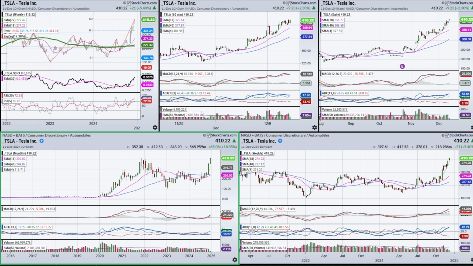Now, again, we need a pullback on the weekly. It's run too far. I wouldn't want to buy this. If I buy this here, where am I putting my stop? Even if I use a moving average, which I don't really like to do, it's really, really far away, right? Or if I come below the last swing low, it's just so far. So we need to form some kind of a pullback to set up a new buying opportunity.